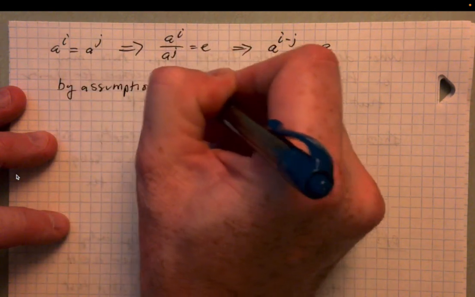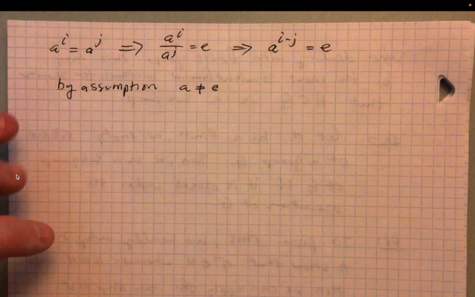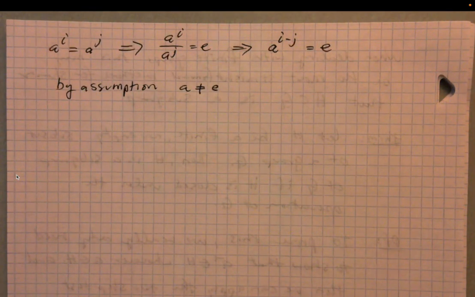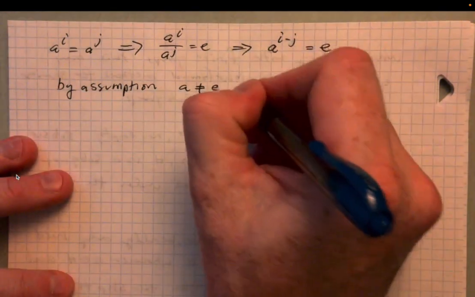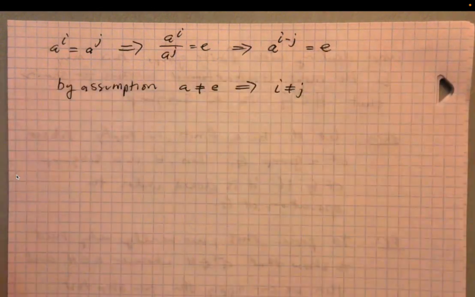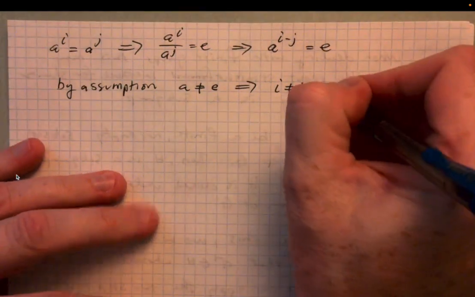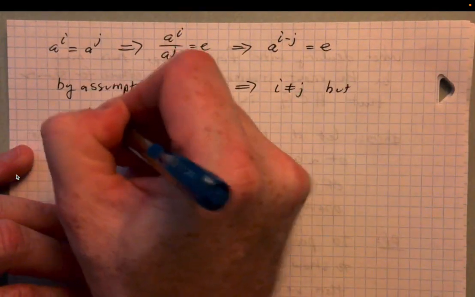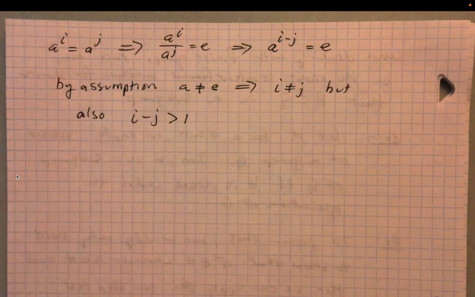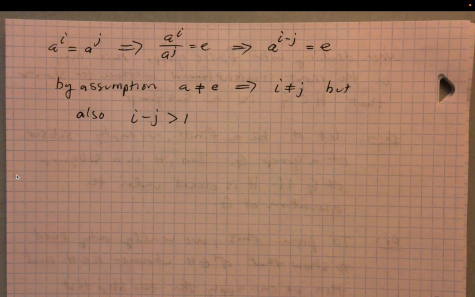By assumption, remember that a is assumed to not be equal to e. And so what does that mean? Well, it means in particular that i is not equal to j. I think that part is straightforward, but it actually implies that i minus j is greater than 1. Remember, i is assumed to be greater than j, so obviously i minus j is greater than or equal to 1, right?